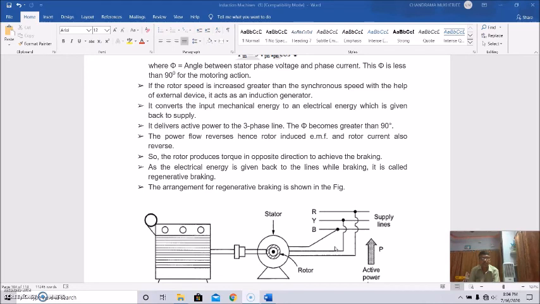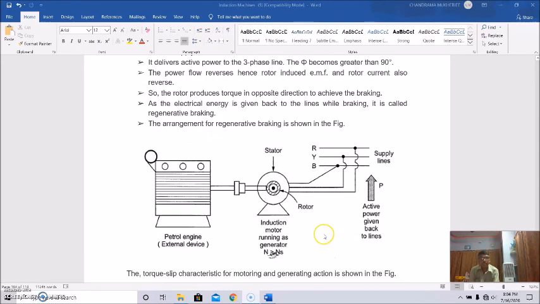In that case, the phase angle becomes greater than 90 degrees, and the power flow reverses, hence the rotor induced EMF and the rotor current also reverse. So the rotor produces torque in the opposite direction to achieve braking. As the electrical energy is given back to the lines while braking, it is called regenerative braking. This is the arrangement shown here.